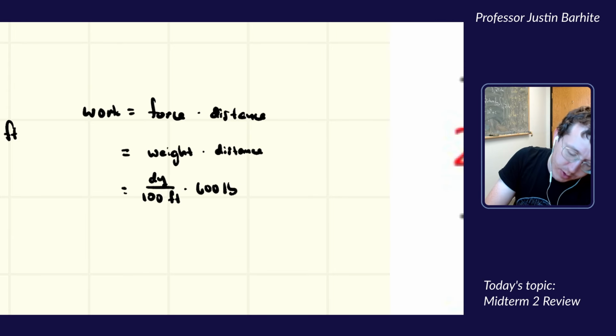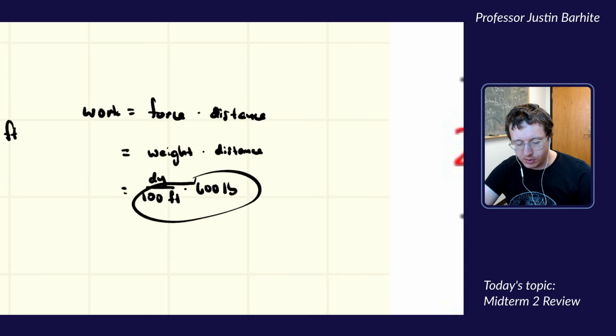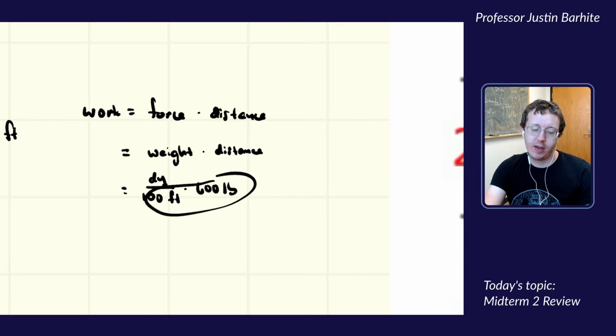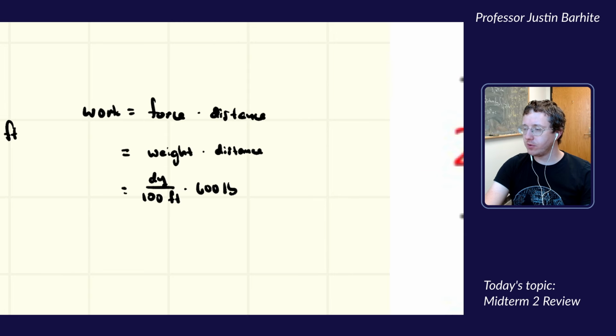Another way to think about this is this 600 pounds over 100 feet. That simplifies to 6 pounds per foot. It's telling you every foot of the cable weighs 6 pounds. So you multiply that density by the length, and that gives you the weight of that portion of the cable.